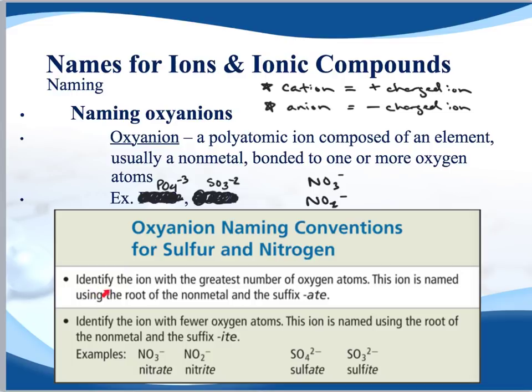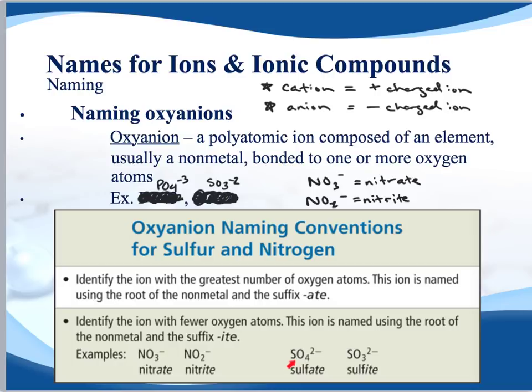Very, very similar. So how do you name these two? What's the difference? Well, the rule said identify the ion with the greatest number of oxygen atoms. That would be this one. This ion is named using the root of the nonmetal and the suffix -ate. So the root here is nitrogen, so the root being NITR and the suffix becoming -ate. And then identify the ion with fewer oxygen atoms. This ion is named using the root of the nonmetal and the suffix -ite. So I'm still keeping the root NITR for NO2 with a -1 charge, and the suffix is now -ite. So that is nitrite. Nitrate versus nitrite, that's how you would tell the difference.